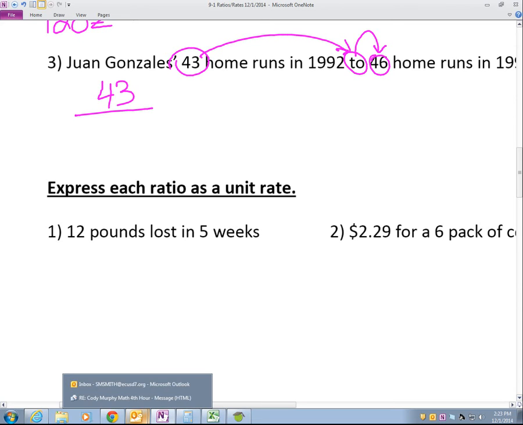Nope. Look at this number I circled here. 46. Yeah. 43 to 46. So 43 to 46.